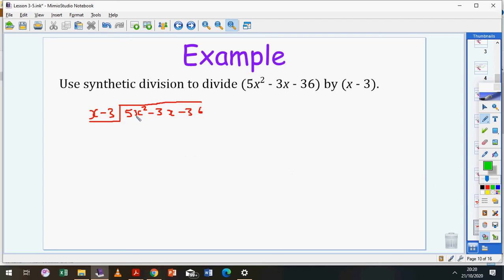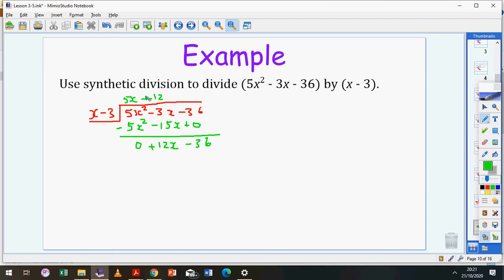5x squared, remember, divided by x is 5x. 5x times x is 5x squared. 5x times negative 3 is negative 15x. Subtract. Remember, there are zeros here. 5x squared minus 5x squared is 0. Negative 3x minus negative 15x, who knows the answer? That is a positive 12x. Negative 36 minus 0 is negative 36. 12x divided by x is a positive 12.